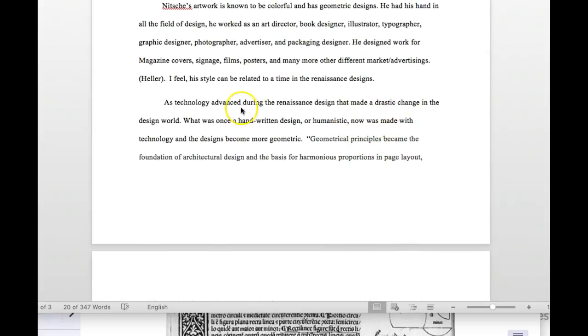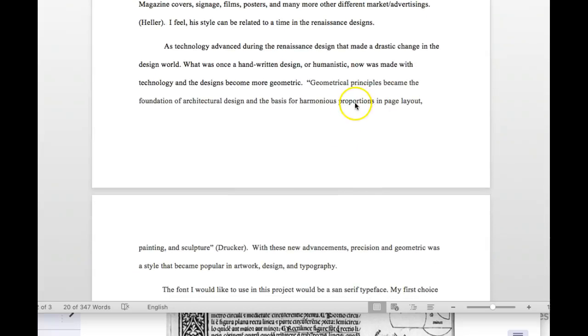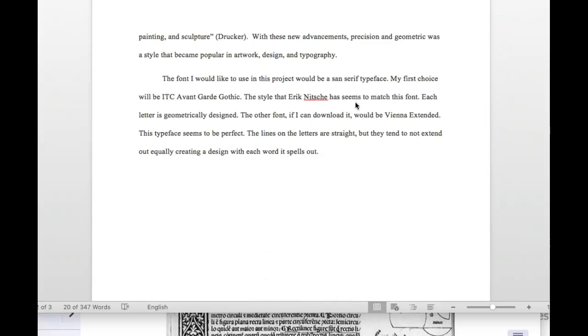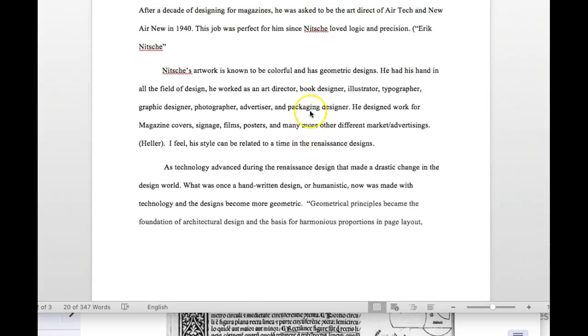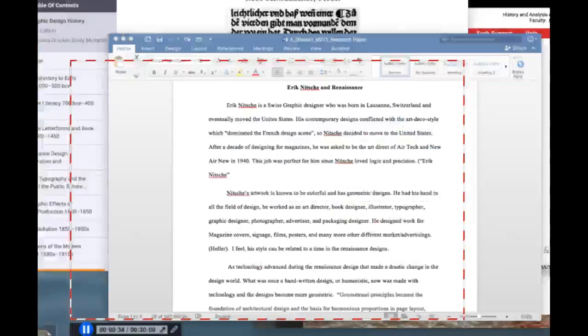That's fantastic. Now you jump from the bio to the technology of the typographic advancements in the Renaissance period. Okay, and that is something that I want to talk about in a second. And then you say, this is your font. Okay, so you got a couple of things missing. And let me describe this by using the sample paper as my example.